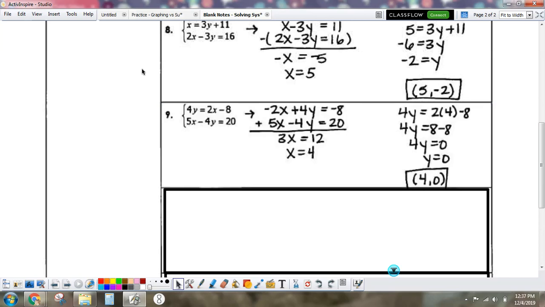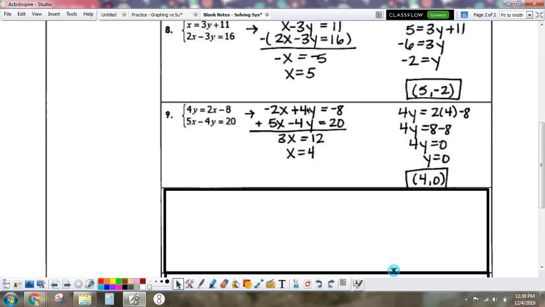Okay, for 9, you also had to make sure that you were flipping around your equation. We had to make sure we got the x term onto this side. So we should have subtracted 2x from both sides to get negative 2x plus 4y equals negative 8. And then you're adding 5x minus 4y equals 20. So negative 2 plus 5 is 3.